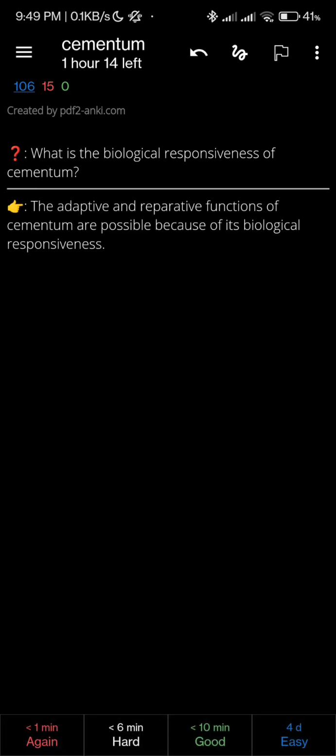What is the biological responsiveness of cementum? The adaptive and reparative functions of cementum are possible because of its biological responsiveness.